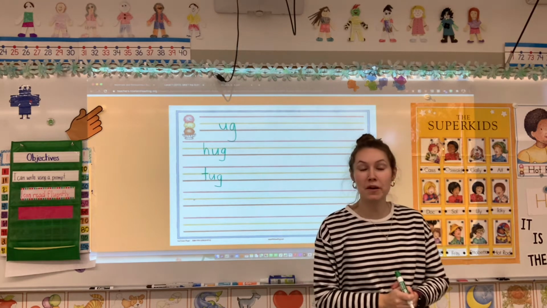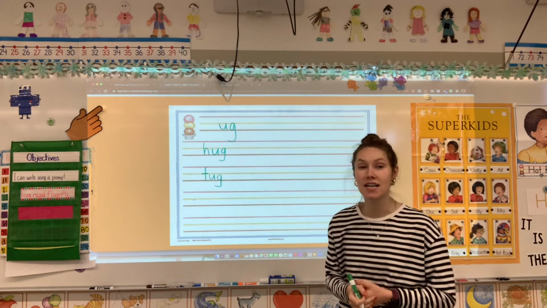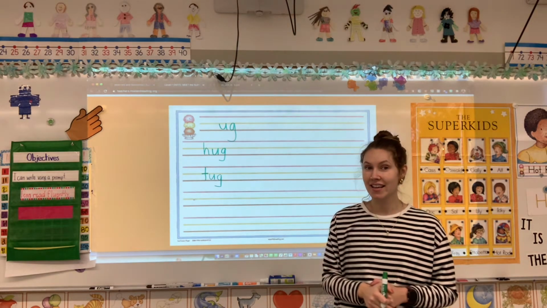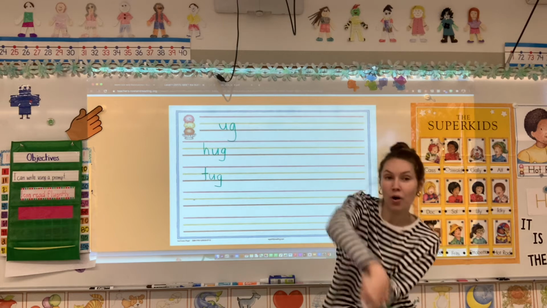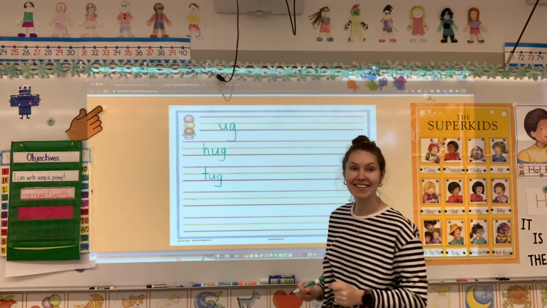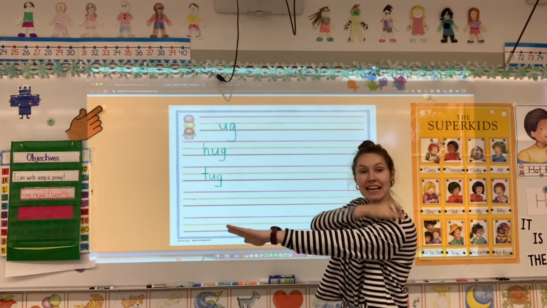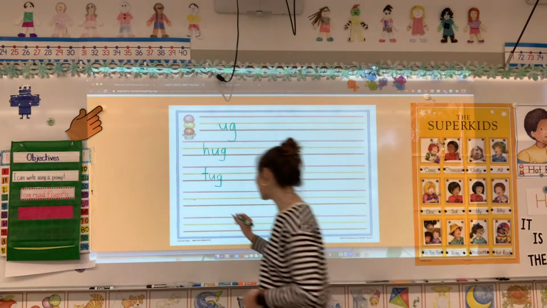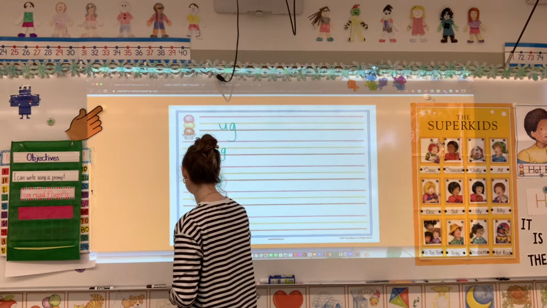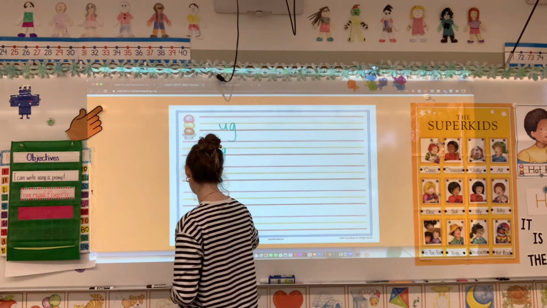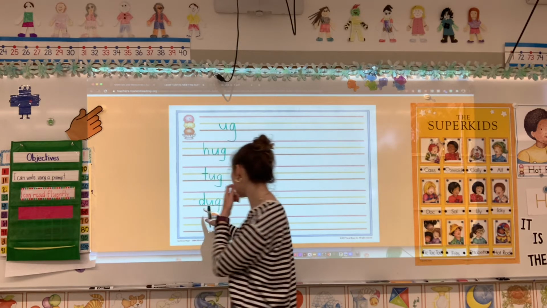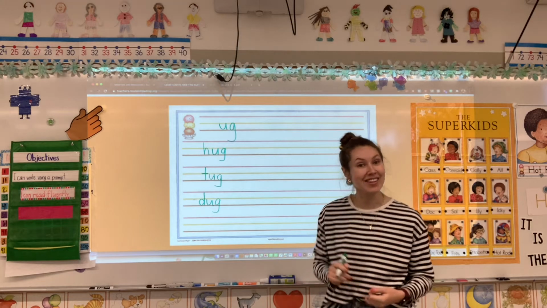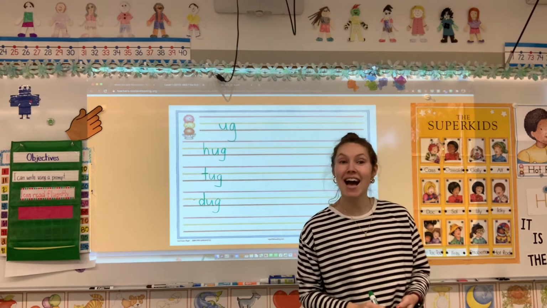This time we're going to write the word dug. Dug. Like I dug a hole. And what do we hear at the beginning of dug? That's right, a letter D. So we're going to add a letter D. Then we'll add our U and our G, our UG family ending. And now we have another UG family word, dug.